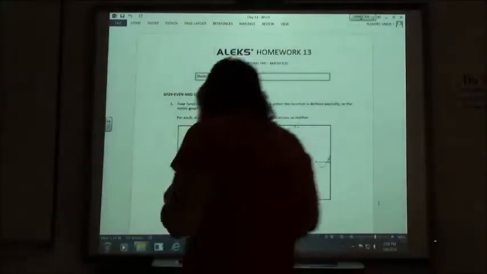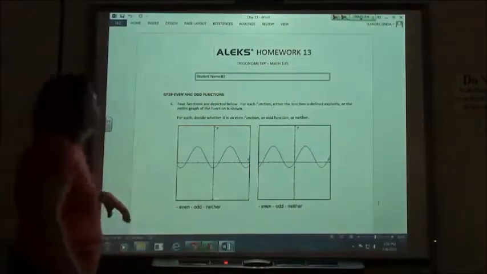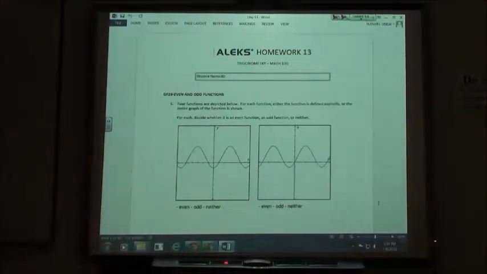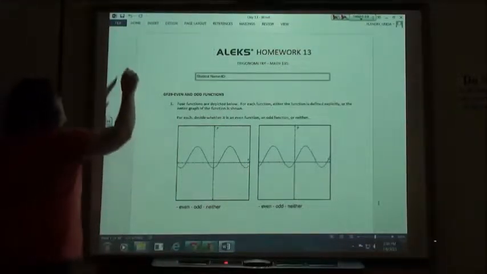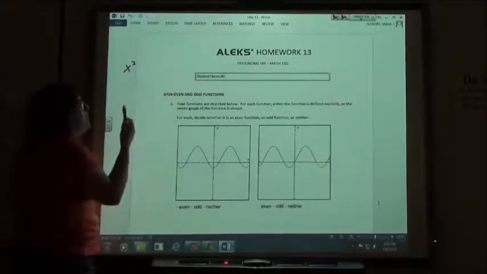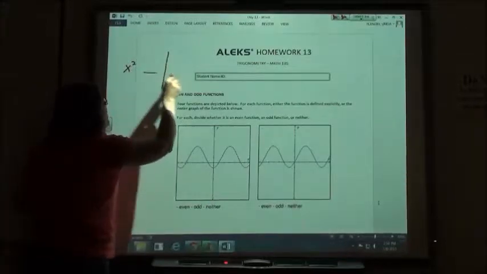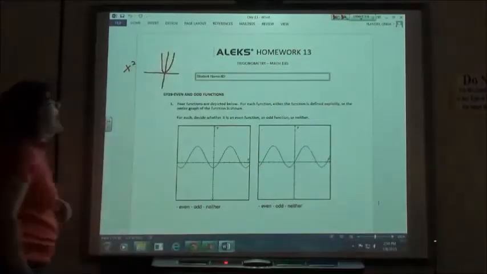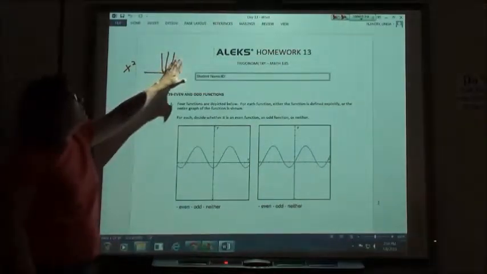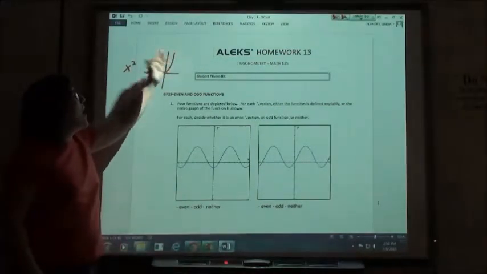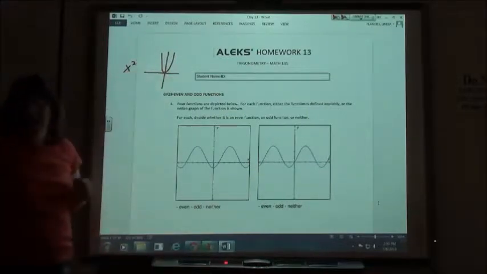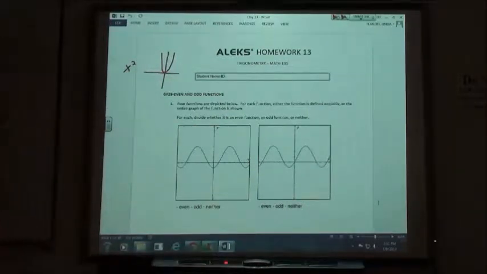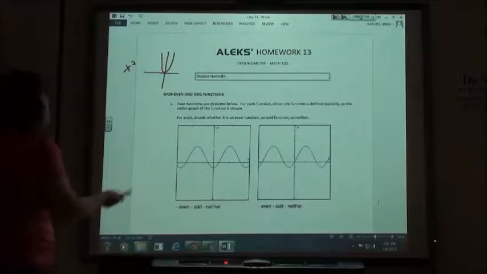Homework 13 starts off with even and odd functions. An even function comes from graphing something like x squared. If I graph x squared, it's a parabola, and it's that U shape that looks something like that. An even function is reflective across the y-axis. If I fold it right on the y-axis, they'd be right on top of each other on each side.